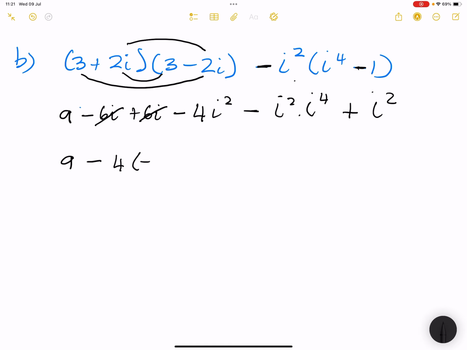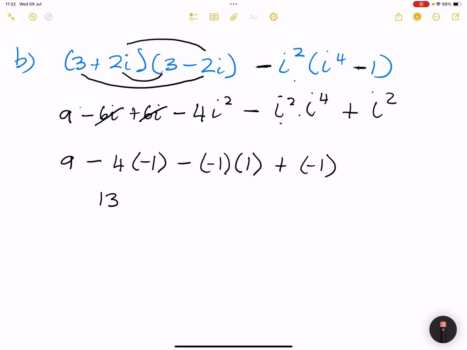Now, I squared, remember, is negative 1. Okay, minus, in this case, I've got I squared, again, negative 1. I raised to the exponent of 4, right? Remember, that's going to be positive 1. I showed you that in the last video, right? Any multiple of 4 will always give us positive 1. Plus I squared, again, this is negative 1. So let's try and simplify this as far as we possibly can. Right, so we've got 9 plus 4. That's going to be 13.